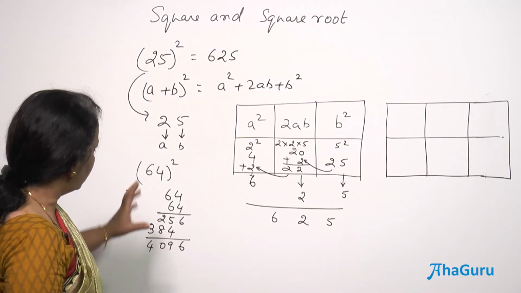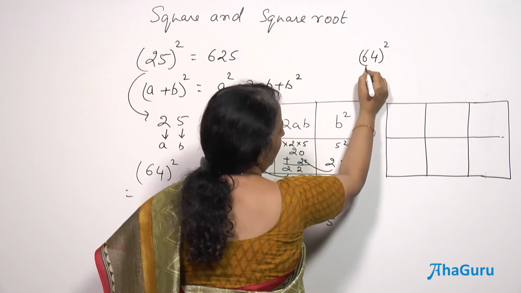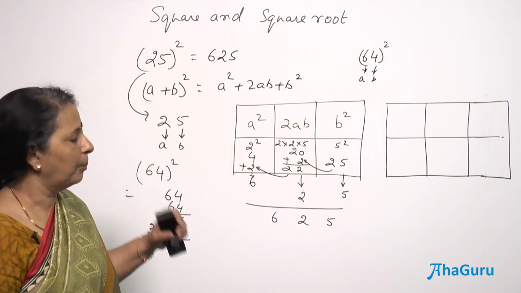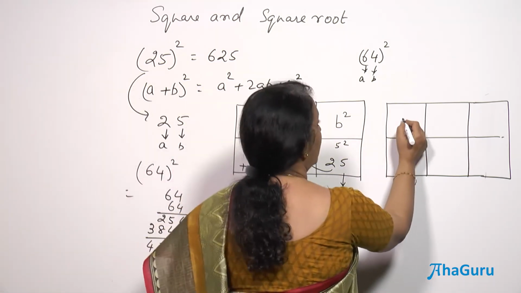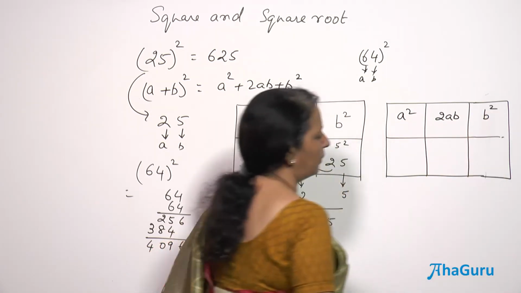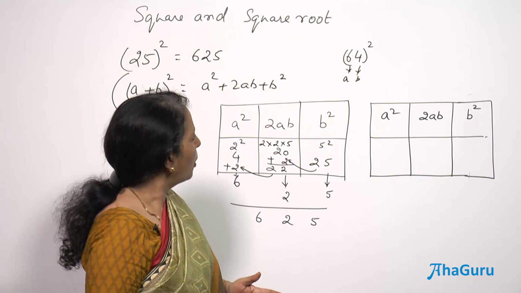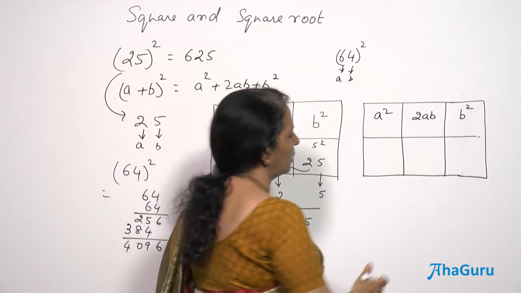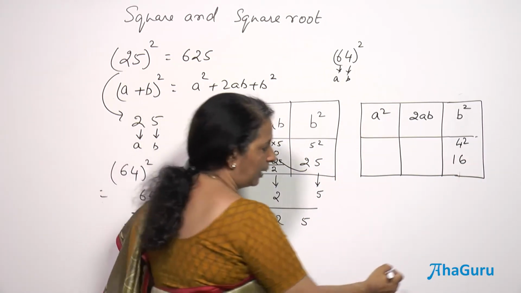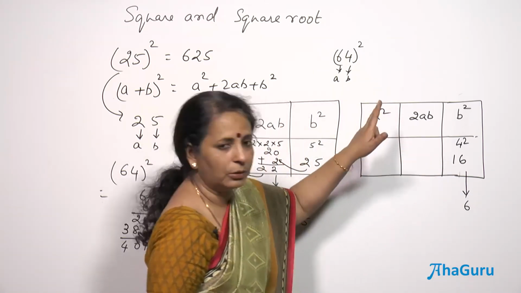So let us try the same method here. If I write 64 square as what I have to find, then this becomes a and this becomes b. So your a is 6 and b is 4. Let us do that in the same order: a square, 2ab and b square, and we start doing the entire thing from the b square and then come to this side. So what is b square? B is nothing but 4, so 4 square, which is 16. Out of the 16, I will take the 6, which is what I will be needing. This 1 I am keeping here so that I can bring it to this side.